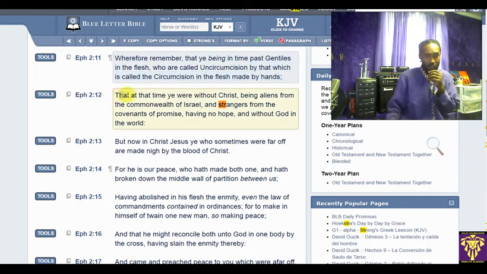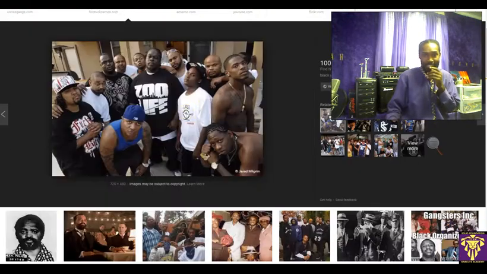Ephesians 2:12, that at that time ye were without Christ. Hebrew men, at that time you was without Christ. You didn't know the truth. You didn't know your nationality as a Hebrew Israelite. You didn't know the law, statutes, and commandments that you're supposed to keep God's feast days and Sabbath days, holy days, and worship the Father in spirit and truth.